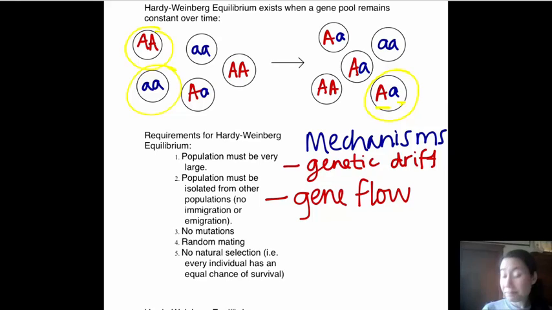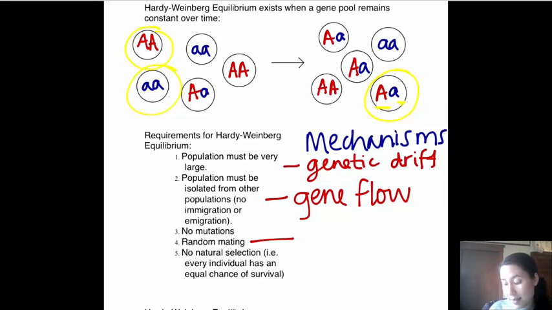And this simply means that the population is not going to evolve because individuals with certain genes leave or new genes come into the population. All right, no mutations. That really doesn't have anything that goes along with it. It's just that we're not creating new genes, because if we have a new gene, then it might be more fit for the environment and the population might evolve.